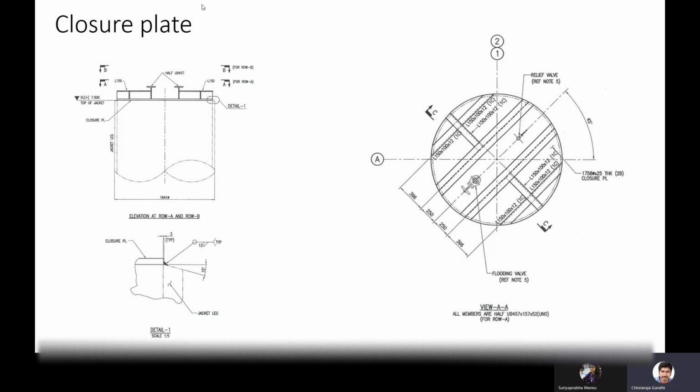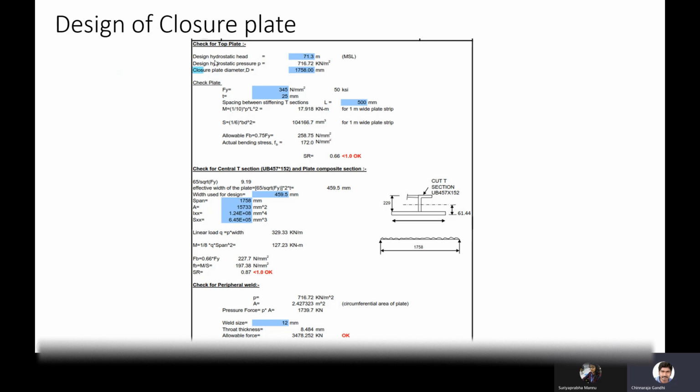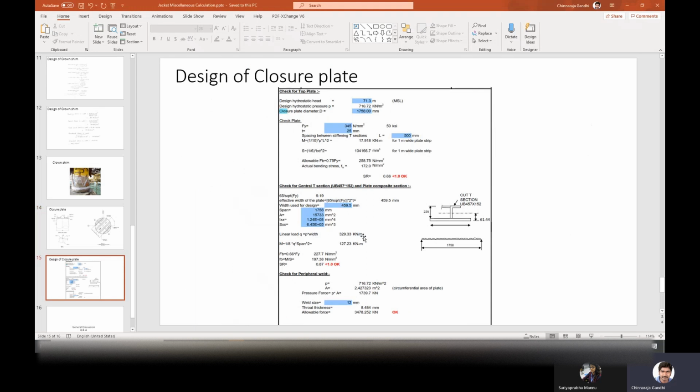We know how to calculate the water pressure here. Simply length into gamma, where gamma is the unit weight of the water, will give the pressure due to the water head. Same like that, the hydrostatic design head is 71.3 meter. This is the closure plate at the location. Hydrostatic pressure is 71.672. I will just show the calculation and explain from there. You will understand better.